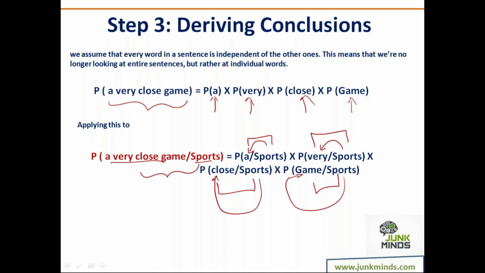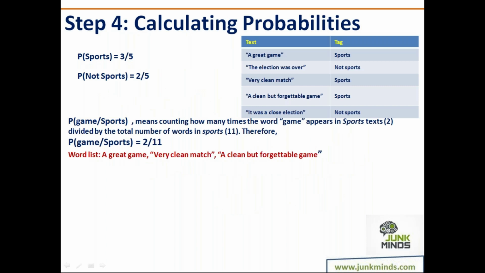Now, how do I calculate the probabilities? Let us try and understand. Now, I'll start with one word. What is the probability of anybody talking about sports? Now over here, I have 5 statements. 1, 2, 3 are about sports. So the probability of someone talking about sports is 3 on 5, 3 out of 5.